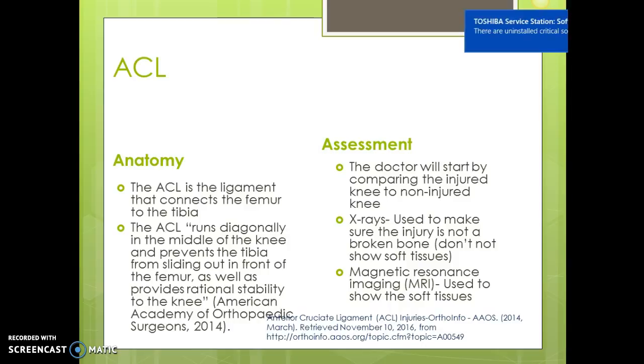Assessment for ACL tears or injuries: the doctor will start by comparing the injured knee to the non-injured knee to see if there's a difference. X-rays are normally just to rule out fractures because they don't really show anything besides bones. And then magnetic resonance imaging, the MRI, shows more of the tissues, which would show that tear.